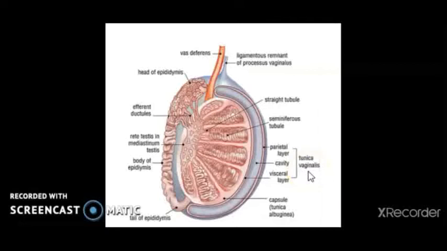Tunica vaginalis is the outermost layer. It is an incomplete peritoneum covering made up of connective tissue and also epithelial tissue. Fibers from the tunica albuginea divide each testis into 200 to 300 locules. Each locule contains nearly 1 to 4 coiled structures called seminiferous tubules.